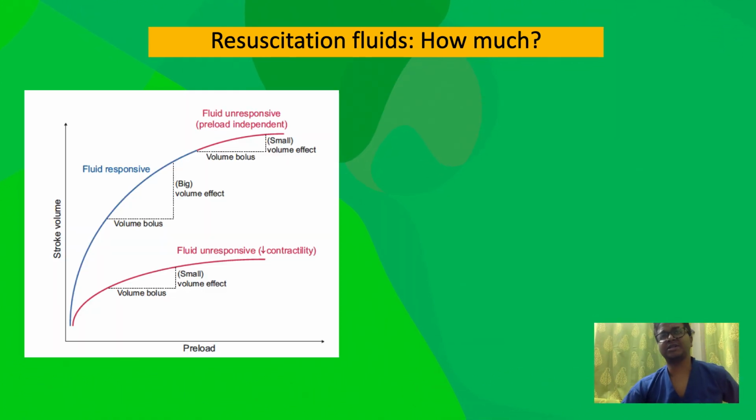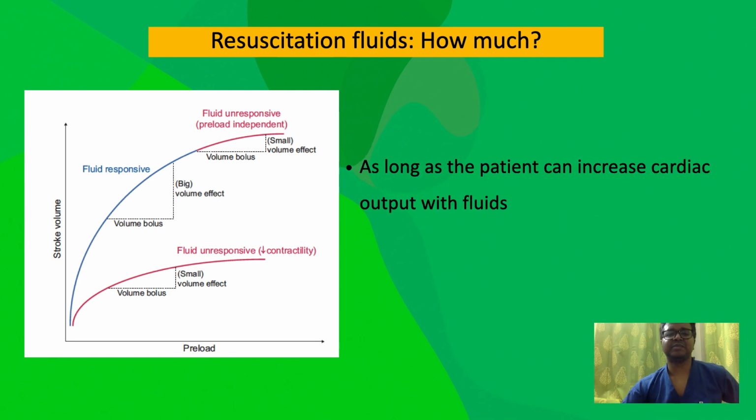So, how much resuscitation fluid should we give? The simplest answer is, as long as the patient can increase the cardiac output with fluids, we should keep giving resuscitation fluids to our patients unless we are causing fluid overload with that. On the left, you can see the Frank-Starling curves, and of course now we understand that different patients will belong to different parts of the Frank-Starling curve depending on the cardiac compliance, and not all patients who are in fluid deficit will be equally fluid responsive.